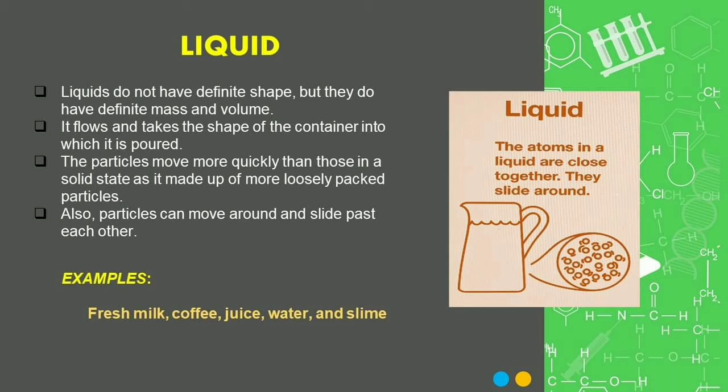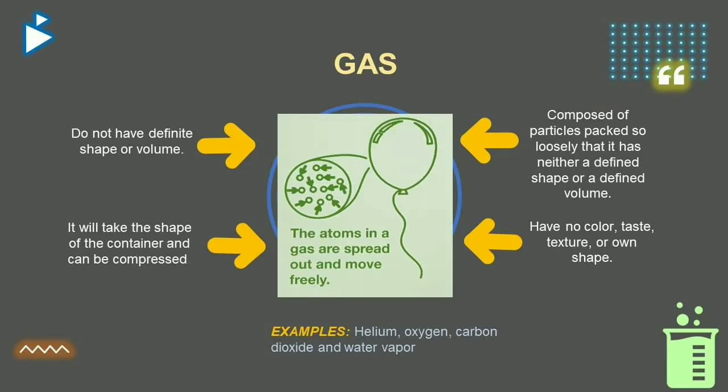Furthermore, fresh milk, coffee, juice, or even slime is also a liquid object. And the last state of matter is gas. Gas does not have a definite shape or volume because it takes up all of the space in a container and is composed of particles that are packed so loosely that it spreads out. And this allows them to move around freely.